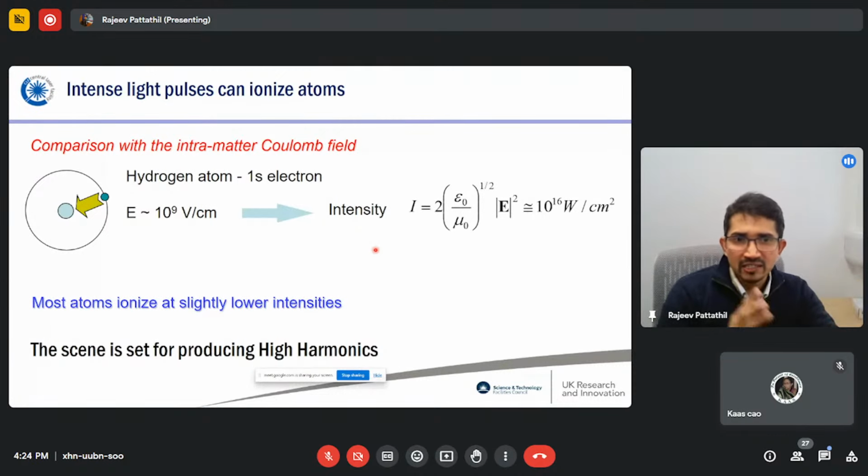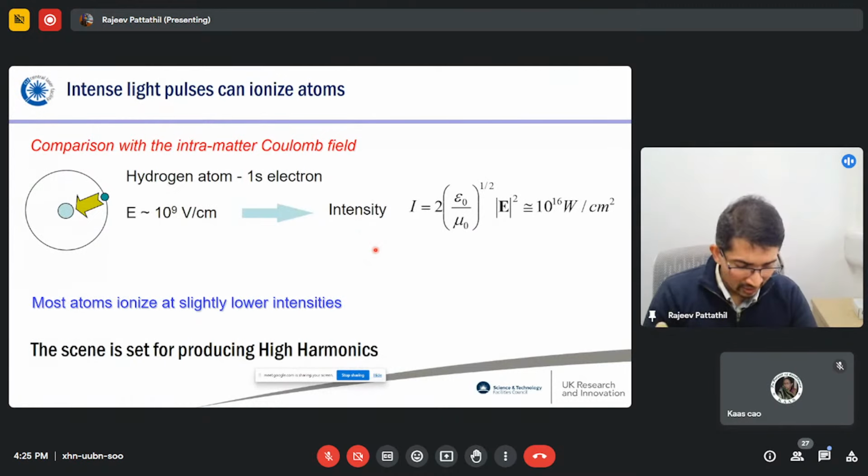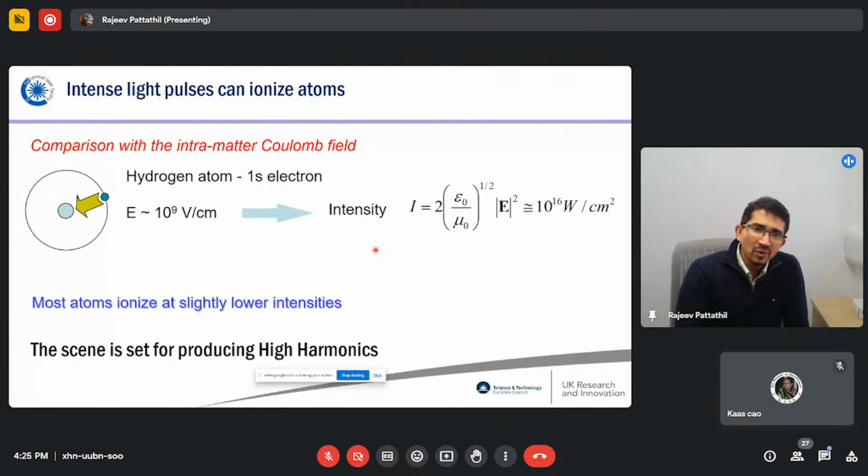So just moving on. As I said, you don't need that kind of really high intensity to produce high harmonics. All you need to do is to be able to ionize the atom, just to release the electron. So just to look at one electron, the simplest thing, the hydrogen atom. Again, the Coulombic field that is binding the electron onto the nucleus is about 10 to the 9 volts per centimeter, which can convert into intensity. In some ways, it will become 10 to the 16 watts per centimeter square.